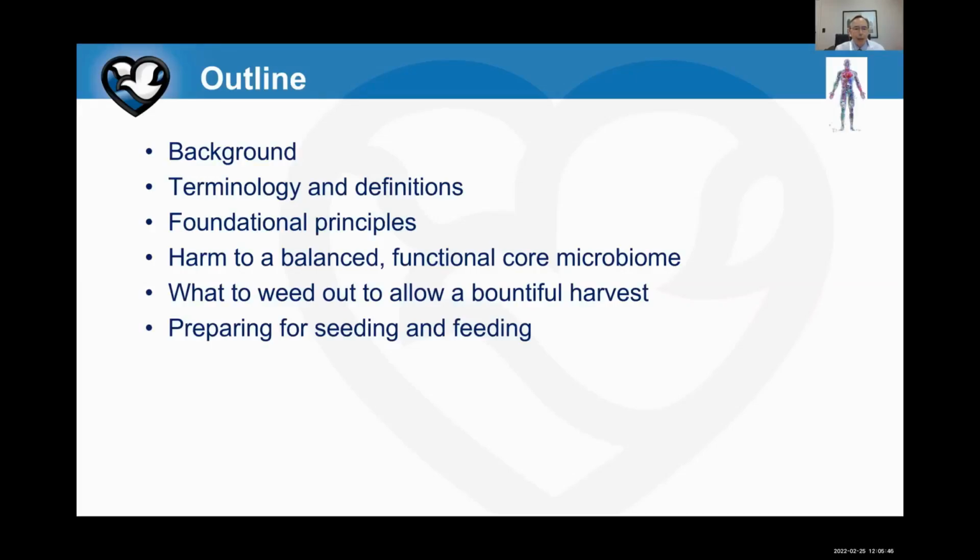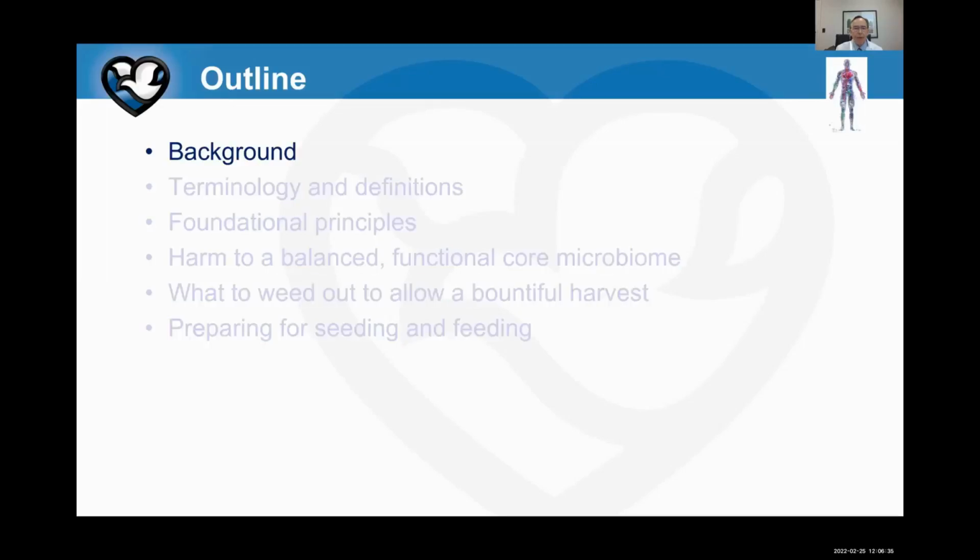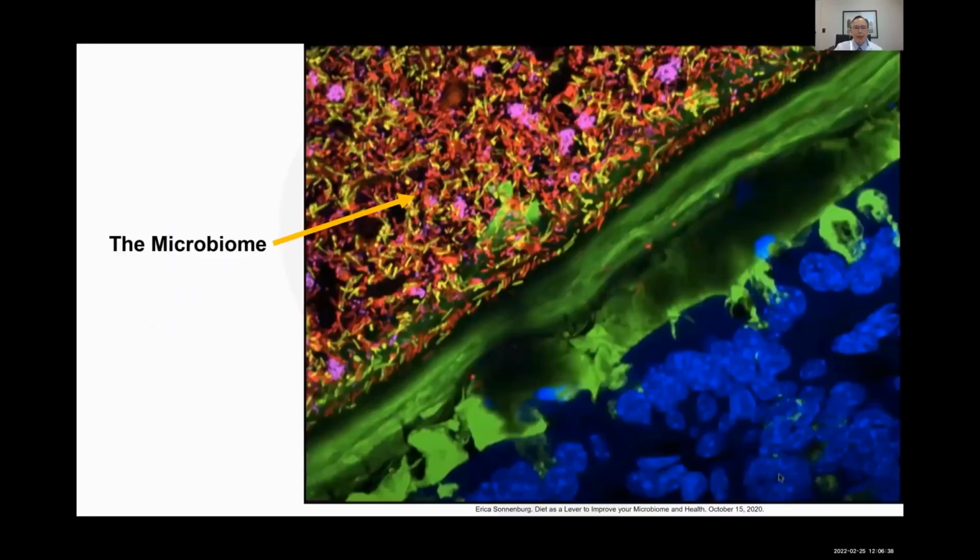We're going to review initially the background behind what the microbiome is, terminology and definitions. We'll review some foundational principles, what can harm your balanced functional core microbiome, and how to weed out those things that are harmful so you can allow a bountiful harvest, which we'll be discussing in May. And we'll also briefly touch on preparing for May by reviewing what it takes to seed and feed a healthy microbiome. I'm hopeful that communicating some basic principles and interventions will help you add years to your life and life to your years.